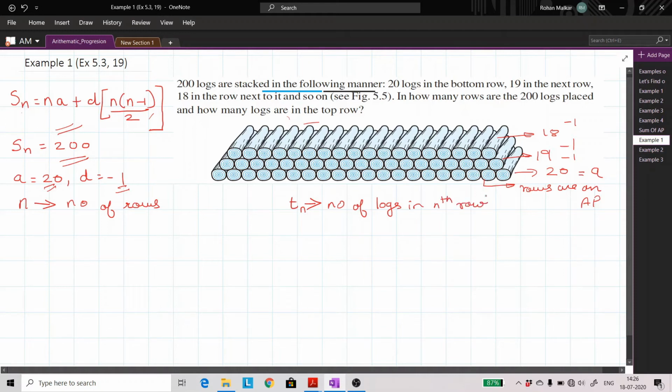So let's solve this. If I substitute all the terms in the equation of Sn, I get Sn equal to 200. That will be equal to, n is unknown, a is 20, plus d is minus 1, and they say n into (n minus 1) by 2, so (n square minus n) upon 2. Now on the RHS, 2 is the denominator, so I evaluate the LCM of the RHS and I get (40n minus n square plus n) upon 2, and the LHS remains unchanged at 200.